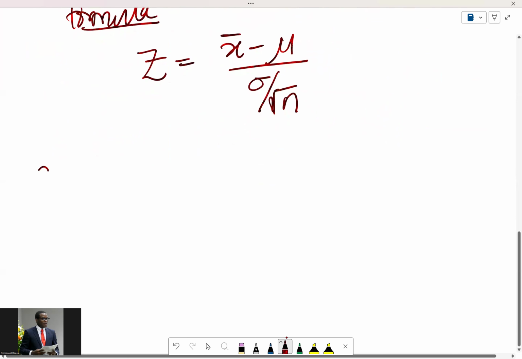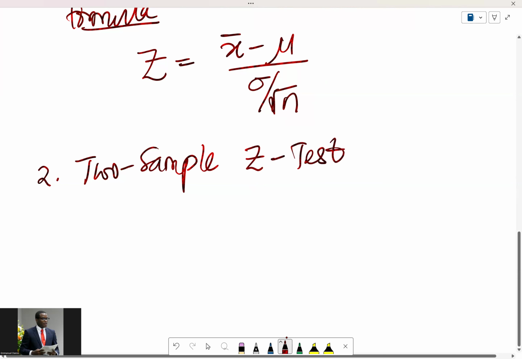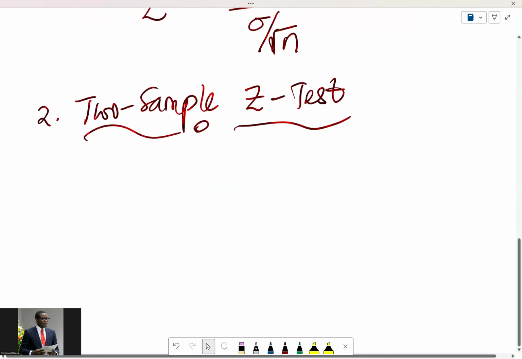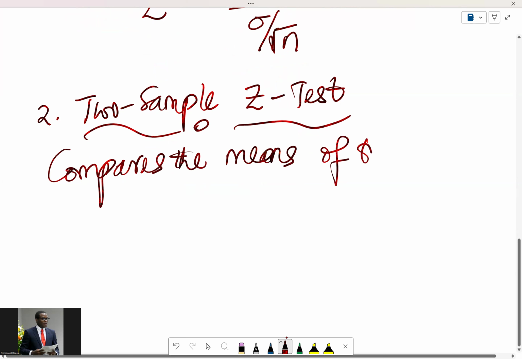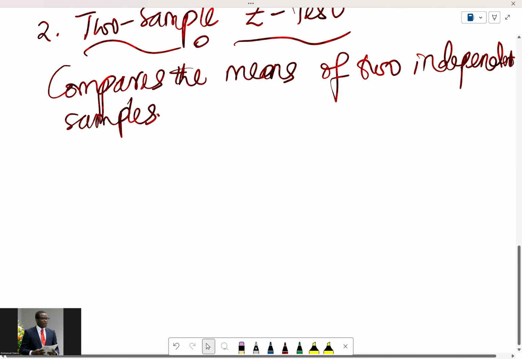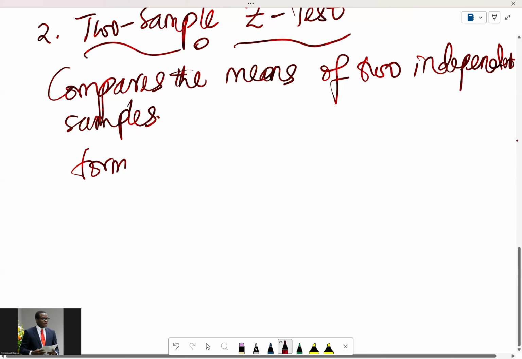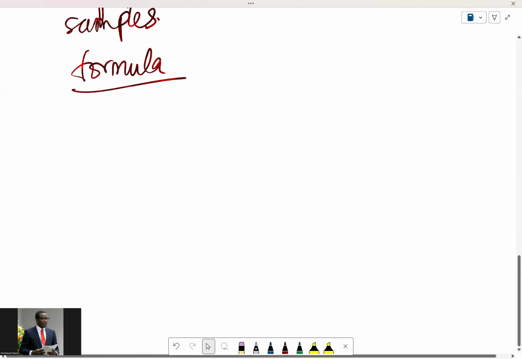Then after the first one, we have two sample. So imagine you're considering two samples. So you have two sample Z tests, of course, for means in this case. This one compares the means of two independent samples. And the formula is this.